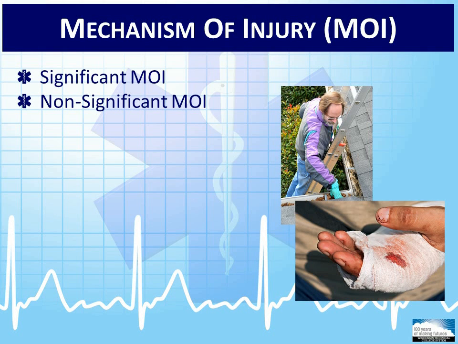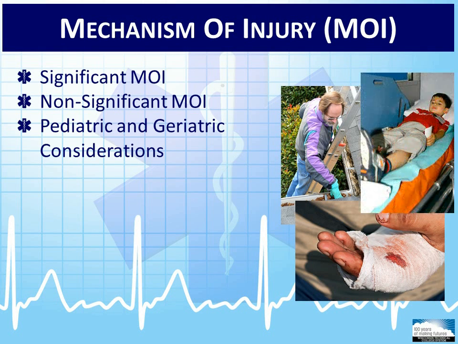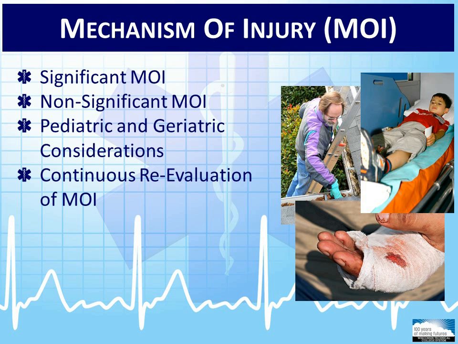Anytime a pediatric or geriatric patient is involved in trauma, there are some special considerations to evaluate. These considerations will be discussed in greater depth later within this presentation. As more of the story becomes available during the assessment process, it is important for the EMS crew to continually reevaluate the mechanisms of injury in light of their assessment findings to properly manage and treat potential injuries.